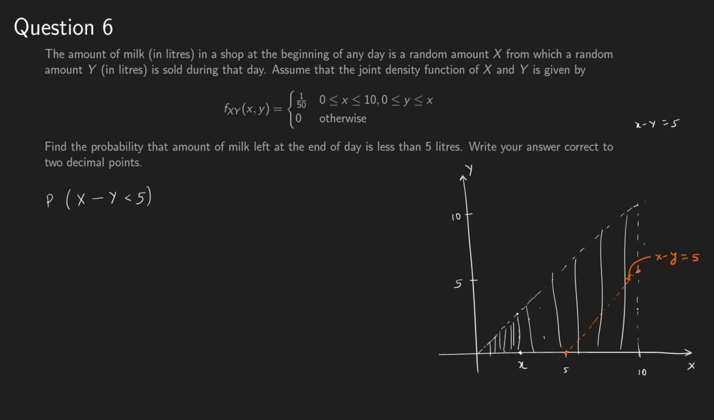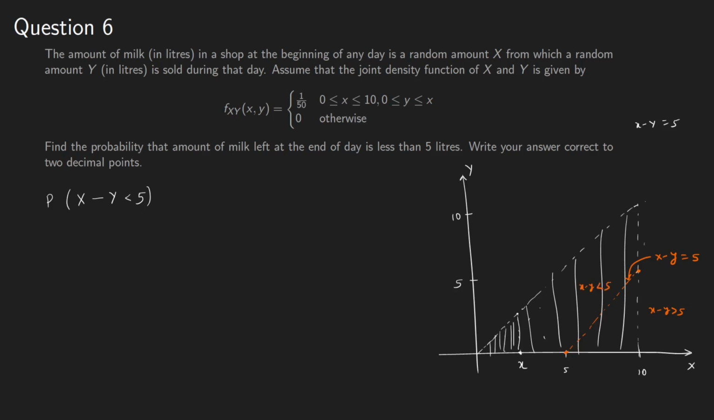So now you can clearly observe here that on the right side of the line, on this side, x minus y will be greater than 5. X minus y greater than 5. And here x minus y will be less than 5.